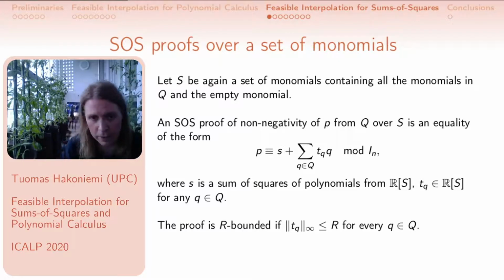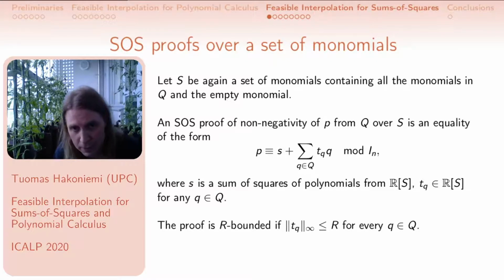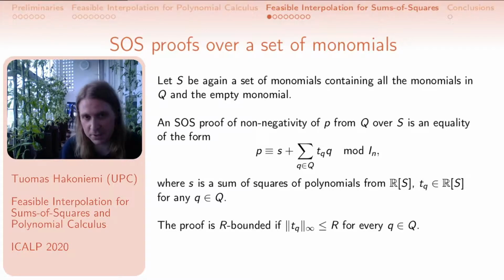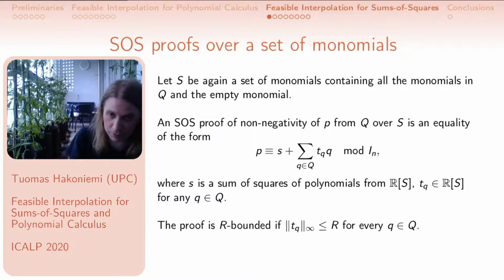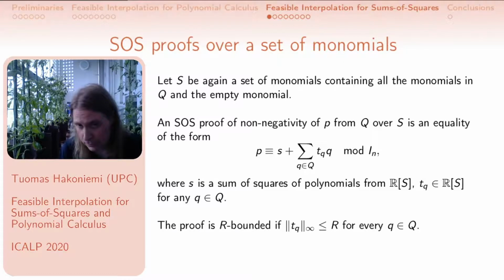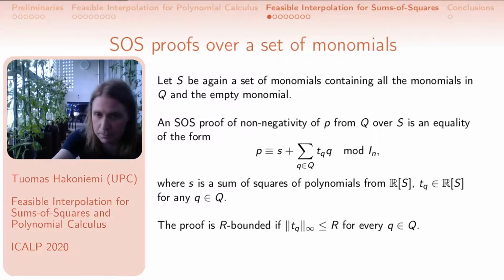And we do, at this point, we do not yet bound the other coefficients in the proof. So the coefficients in the sums of squares part or in the Boolean part, for technical reasons that I'll come back to.